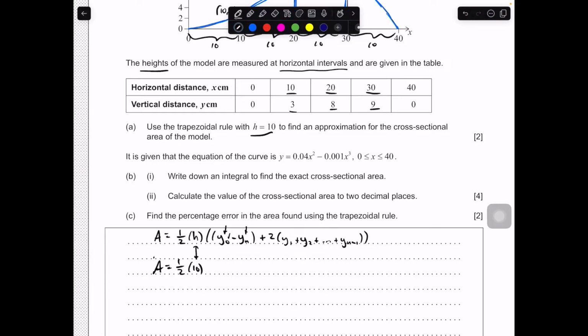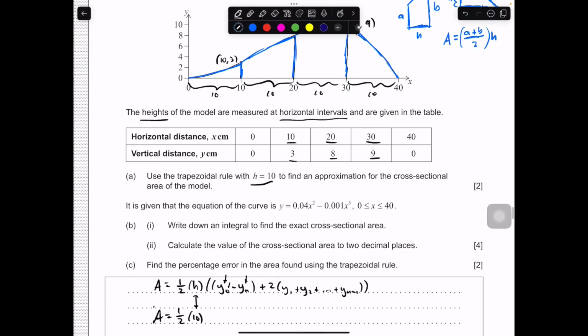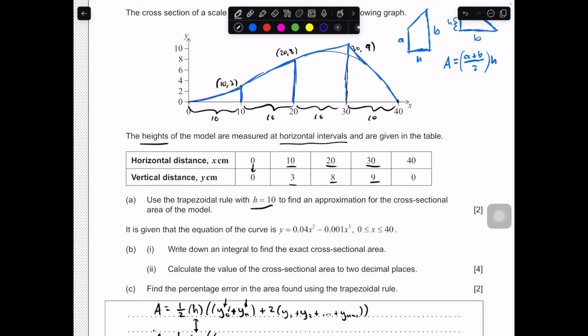This y naught means the very first vertical distance when we have a value of 0, or let's say the first value in our trapezoid. What is the first height right here? And it is equal to 0, plus, I don't know why I wrote minus. And this would be the height of the final side length right here. And again, it's 0. So at 40, it's 0 once again.